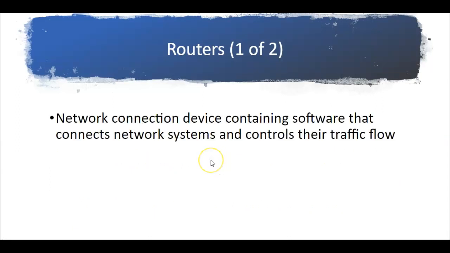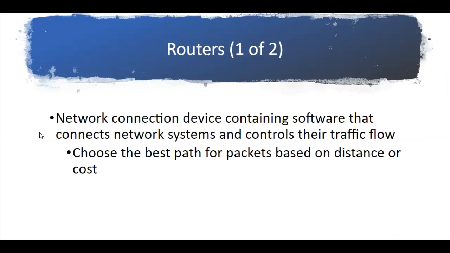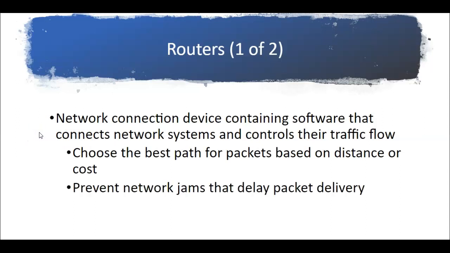Routers. They are network connection devices containing software that connects network systems and controls their traffic flow. So recently I had to buy a new router for my house, a new wireless router, because my internet was slow. So I needed to buy a more powerful one. What it does is it prevents network jams that delay packet delivery. So if your internet's slow, a router can help it. It handles packets of different sizes.